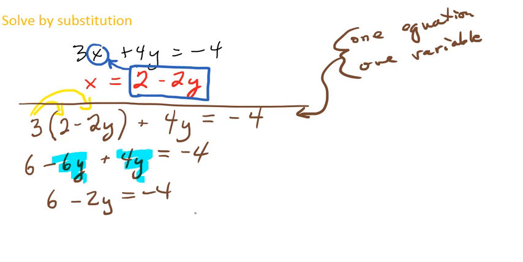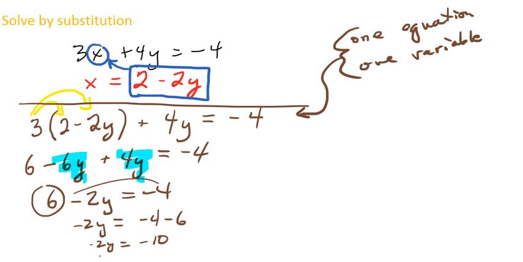So we're getting close. Now I'll go a little bit faster. We'll get this 6 over to the other side. That becomes a negative 6 over there. Negative 4 minus 6 is going to be negative 2y equals negative 10. We divide both sides by negative 2, and we get y equals positive 5.